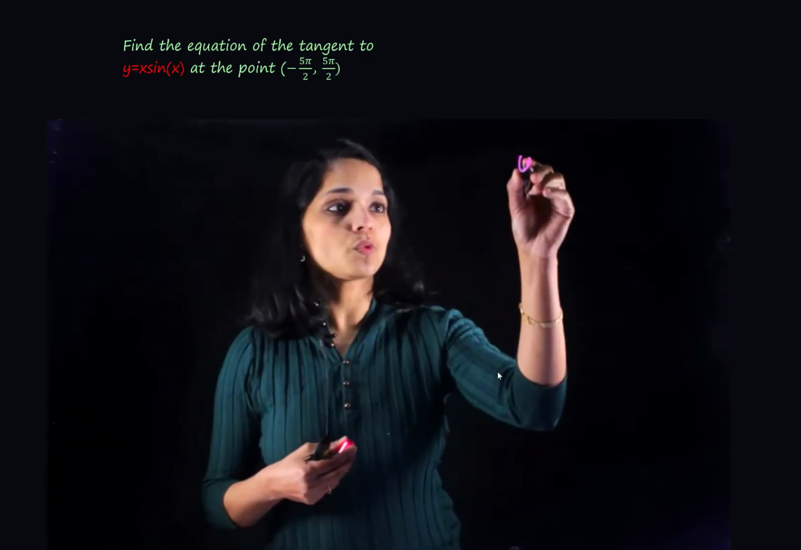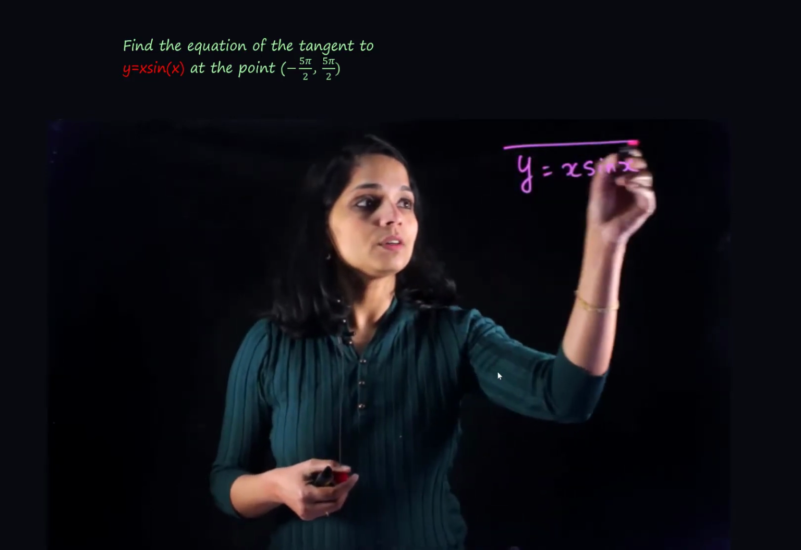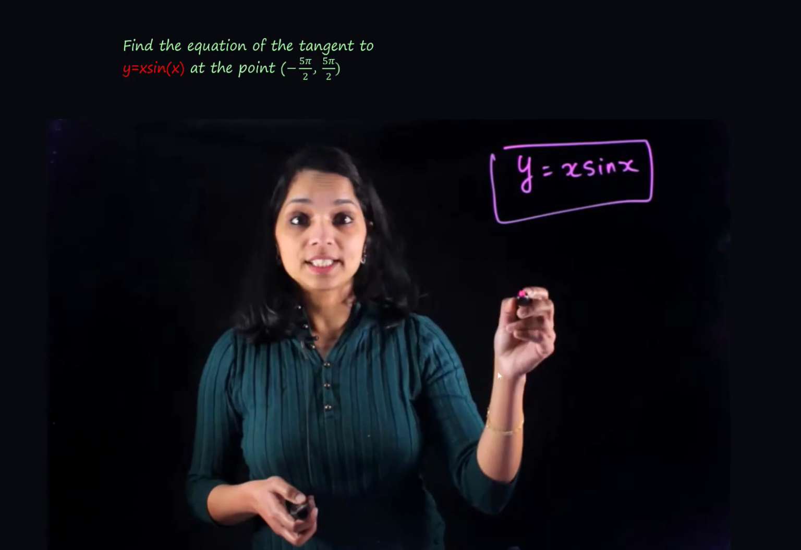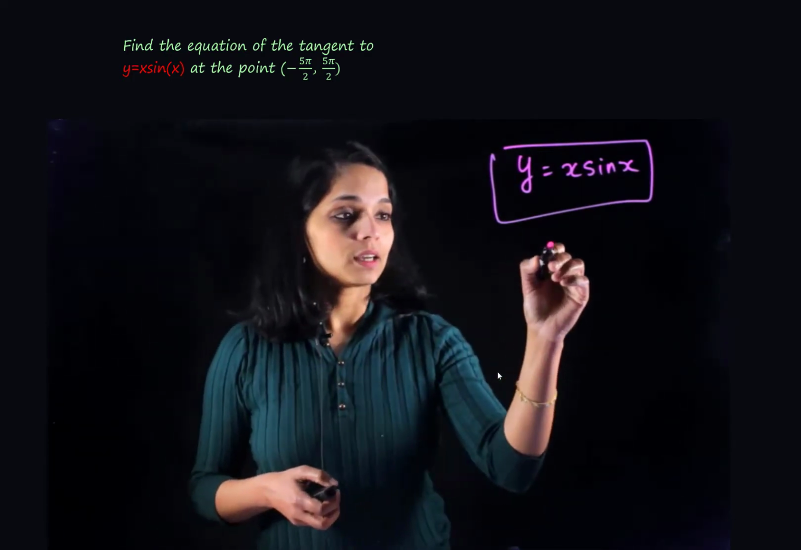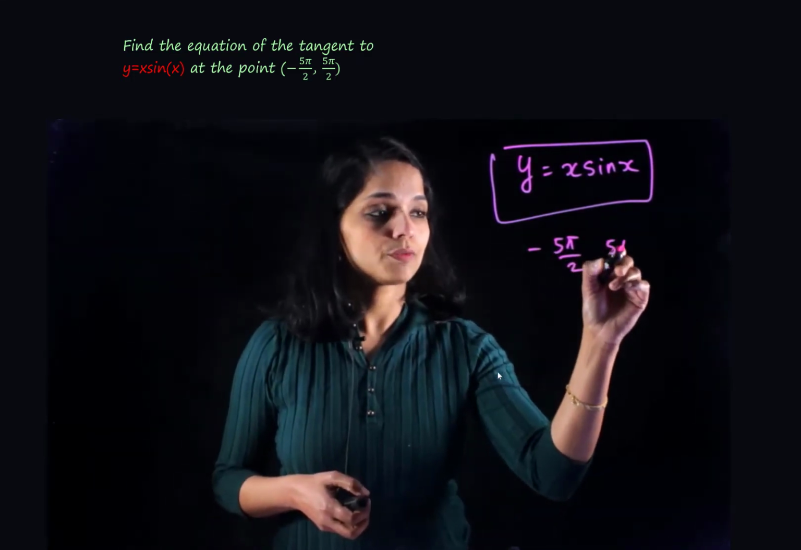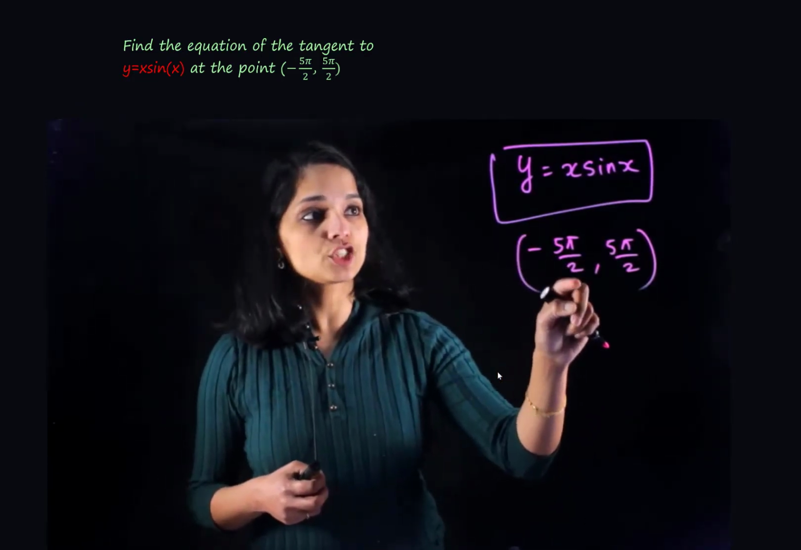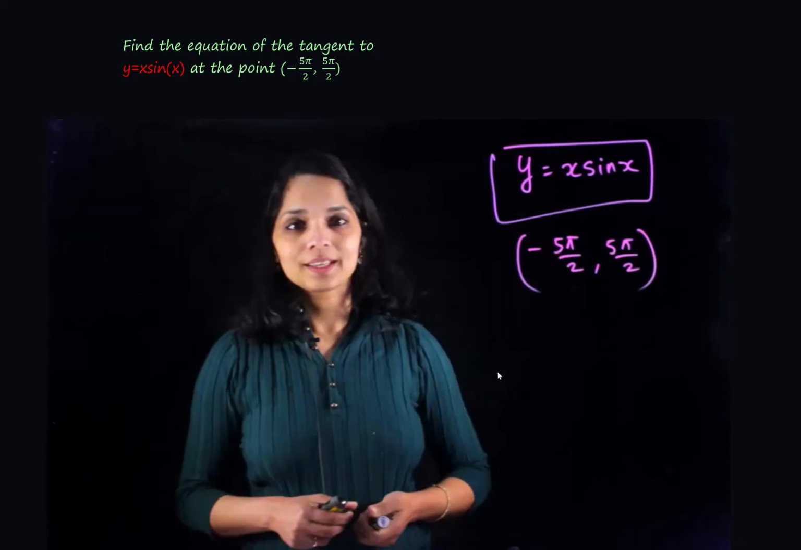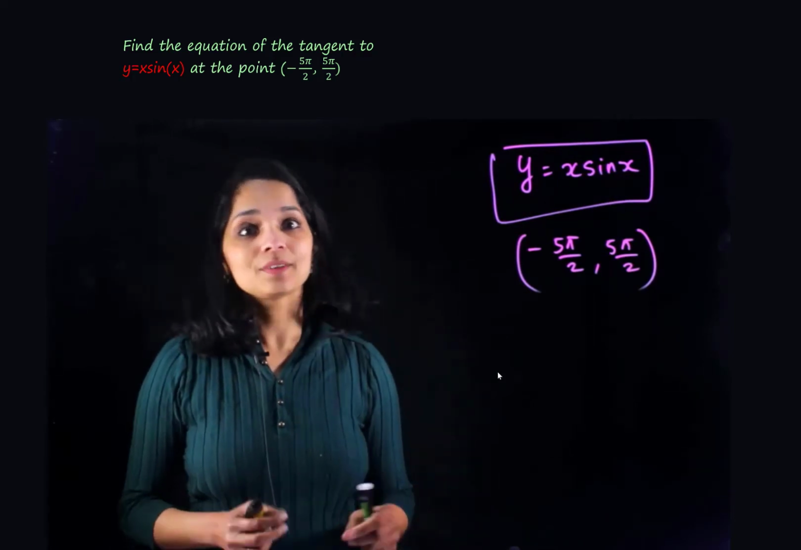So the function is y equals x sine x. And now we're going to find the equation of the tangent line of this function at the point 5 pi on 2. No, it's minus 5 pi on 2, 5 pi on 2. So we're going to find the equation of the tangent line of this function at this point. Okay, so why don't you pause the video here and try it yourself, and we'll come back and do it together.